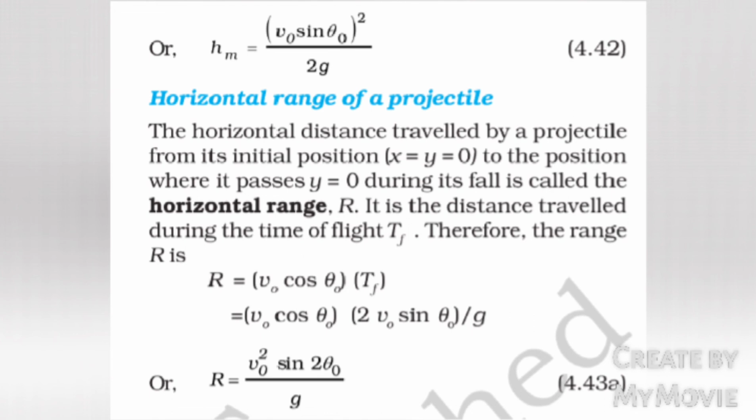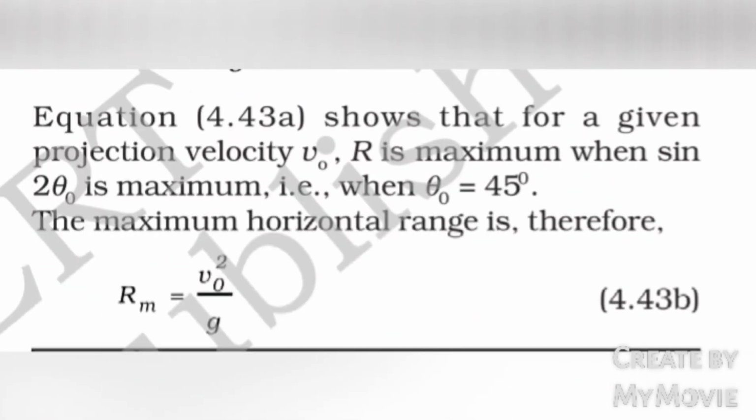Equation 4.43a shows that for a given projection velocity v naught, R is maximum when sin 2 theta naught is maximum. That is, when theta naught equals 45 degrees. The maximum horizontal range is therefore Rm equals v naught squared by g.